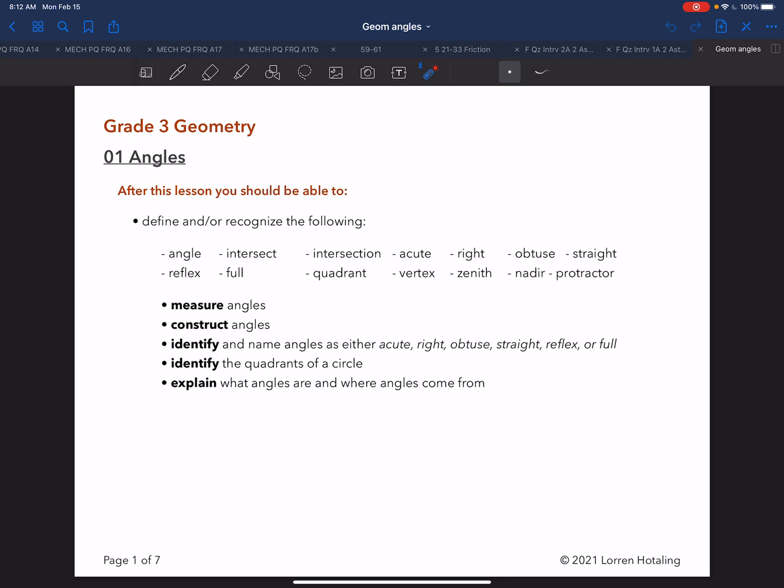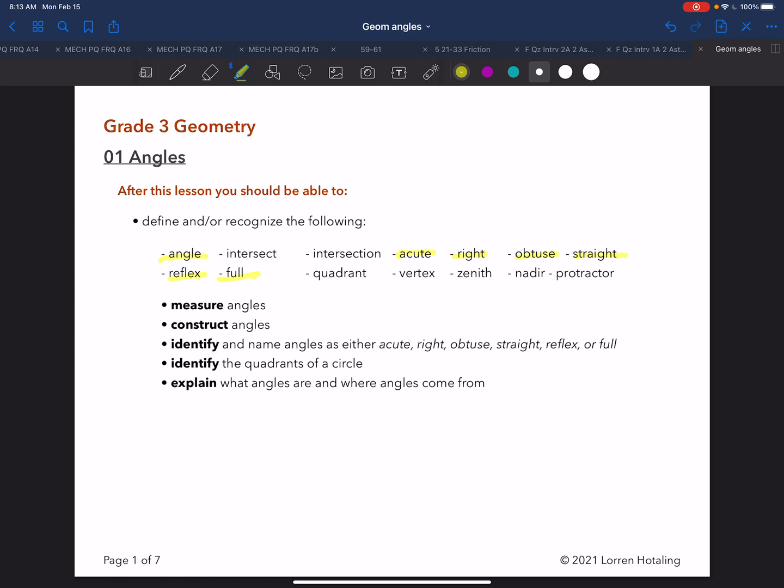So those are all important words that we're going to learn. And as we come across those words, we'll highlight them here to see that we have learned what they are. You're also going to be able to measure angles, construct angles, identify and name angles as either acute, right, obtuse, straight, reflex, or full. So let's mark those off: acute, right, obtuse, straight, reflex, or full, and we have this word angle we've already seen.